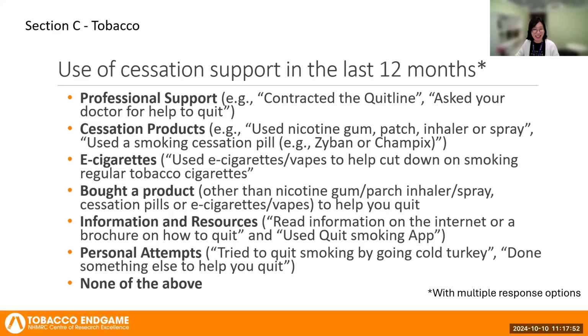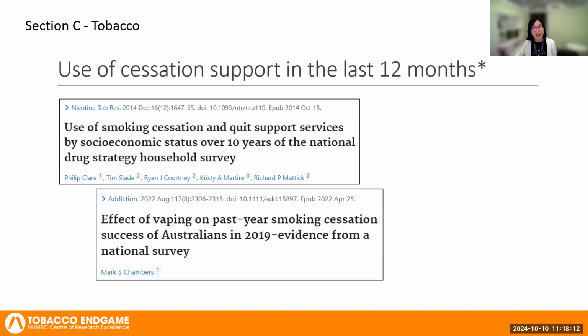I apologize for this dense text on this one slide, but I tried to summarize the various options for smoking support use into one slide, which focuses on participants' use of cessation support over the last 12 months. I also found two interesting studies that have used these variables. One is an earlier publication that examined smoking cessation support use and quit support services based on socioeconomic status using multiple waves of data. The other focuses on the effectiveness of e-cigarettes for smoking cessation success over the past years, using data from 2019 only.